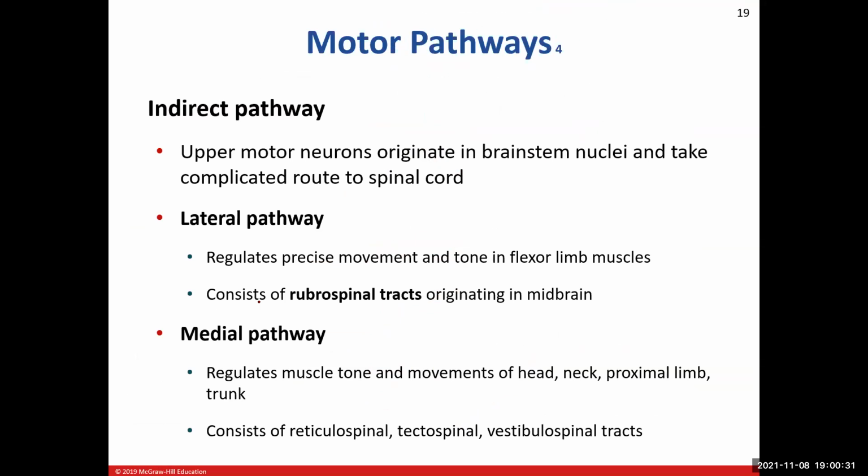Now the indirect pathway. These upper motor neurons start off in the brainstem, and they're going to wind up in the spinal cord through a complicated route. We're not going to go through that, but I just want to talk about the lateral pathway and the medial pathway here. The lateral pathway deals with precision movements of the flexor muscles in your upper and lower extremities, and it deals with what we call the rubrospinal tracts.